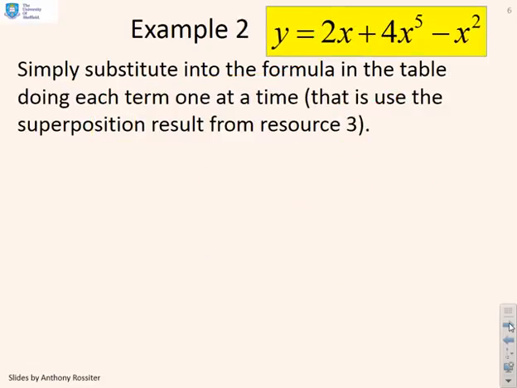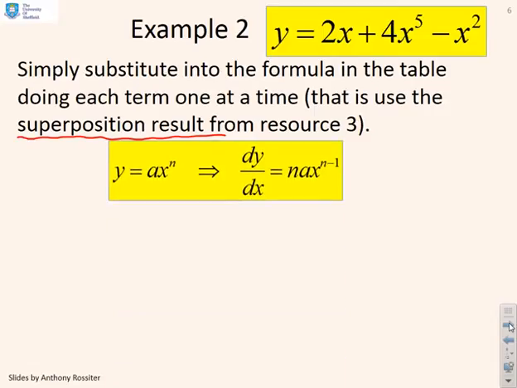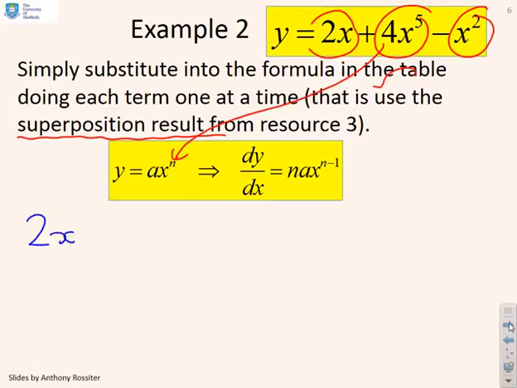Next example. y equals 2x plus 4x to the 5 minus x squared. And you'll notice we're implicitly going to use the superposition result, which was given in resource 3. So first, which formula do I want from the table? Well, clearly, all of these terms, all three of them, look like ax to the n, but they look like different ones. So if I take 2x, then that has a equals 2 and n equals 1.